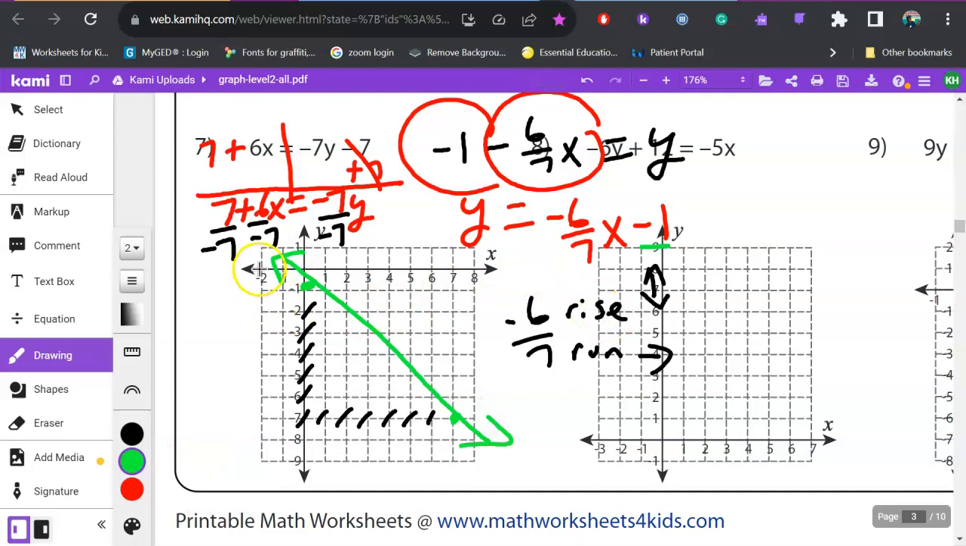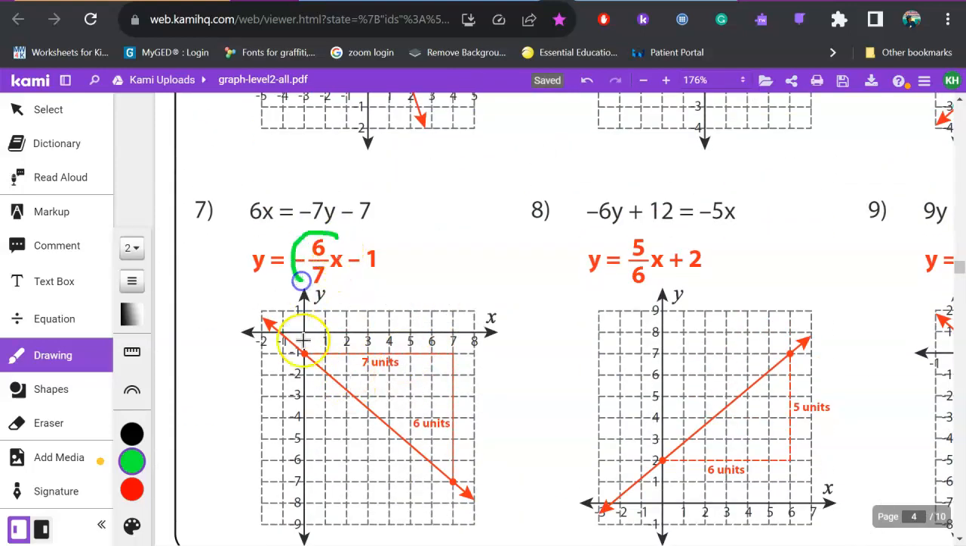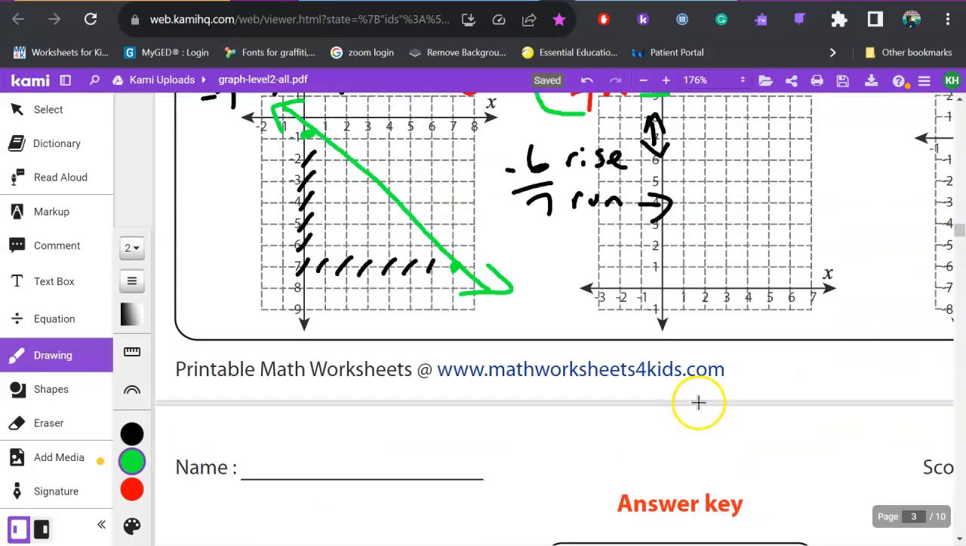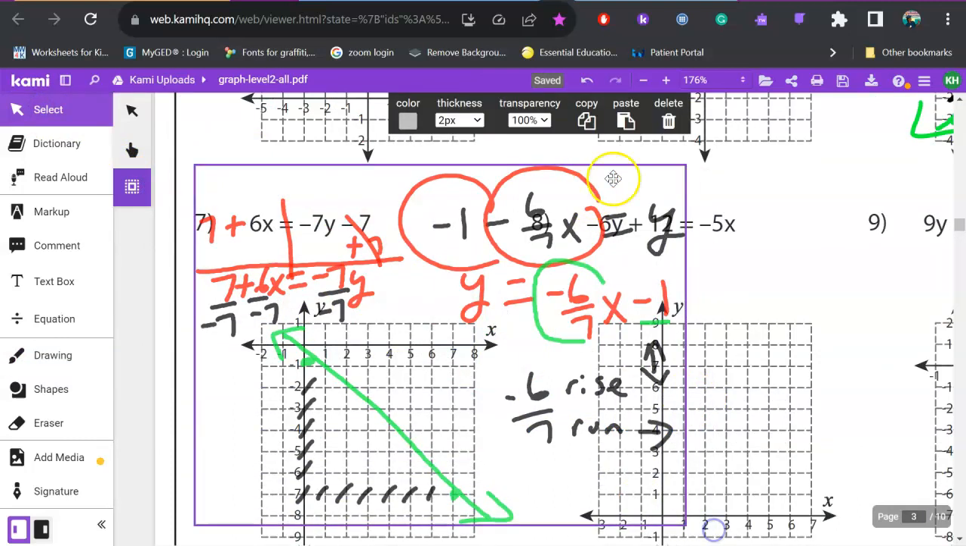There we go. That's a negative slope, which is good because remember, my answer, I had a negative slope. And we can verify going down here. There it is, negative slope, negative graph. Two more. All right, here we go.